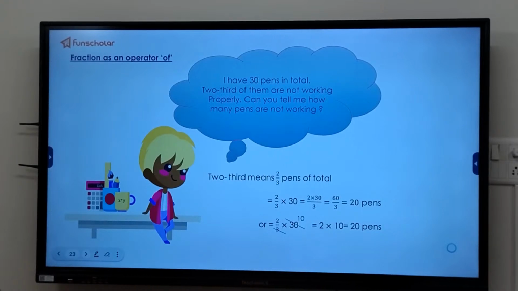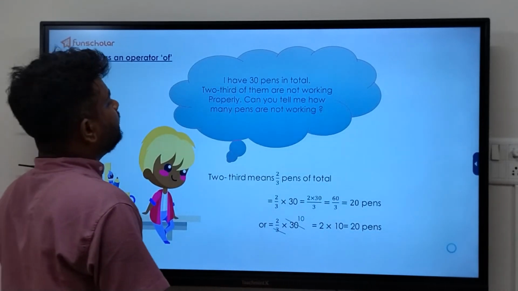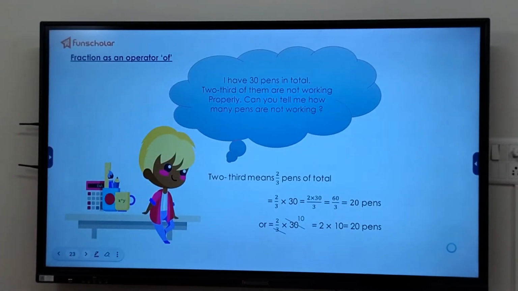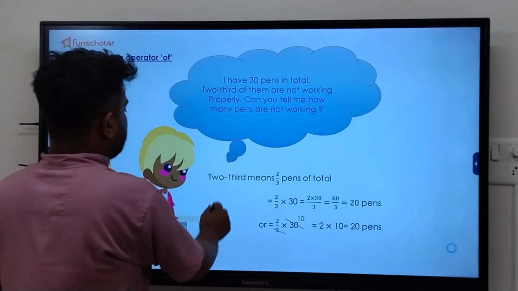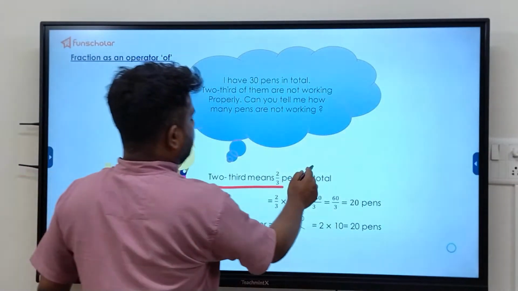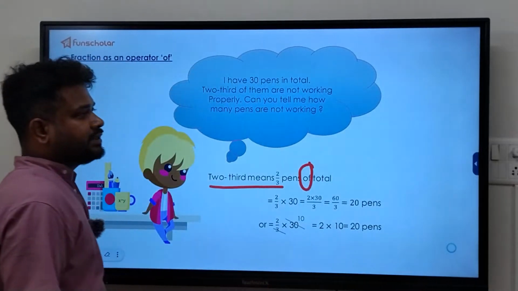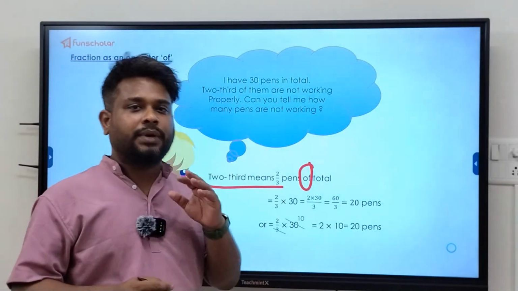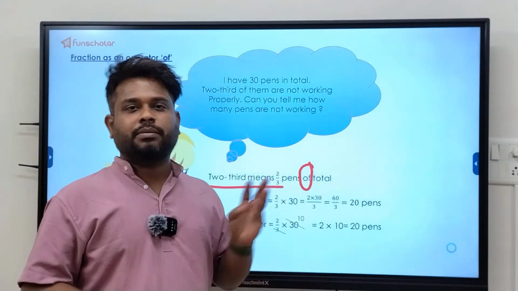Okay, a fraction as an operator of. I have 30 pens in total, 2/3 of them are not working properly. Can you tell me how many pens are not working? 2/3 means 2 by 3 pens of the total. Okay, we are saying here that of is an operator. And what do you mean by operators? Operators are plus, minus, division and multiplication.